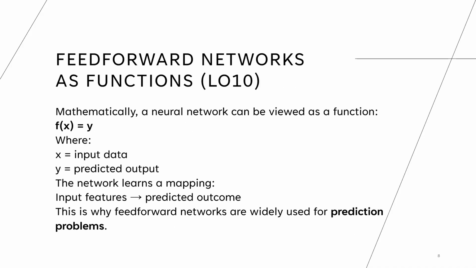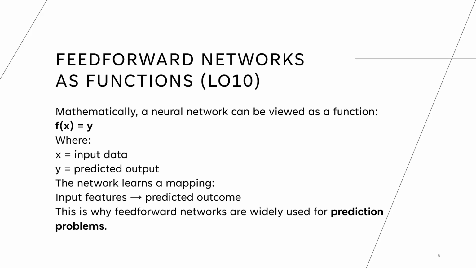Another useful way to understand a neural network is to think of it as a mathematical function. In simple terms, the network takes an input and produces an output. We can express this idea as a function written as f(x) = y. In this expression, x represents the input data and y represents the predicted output.